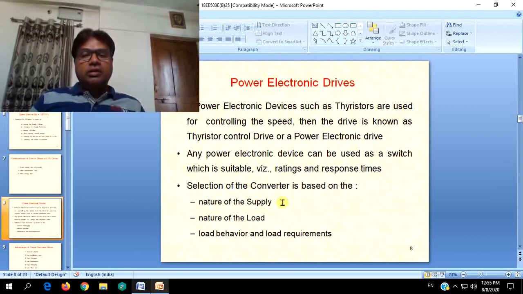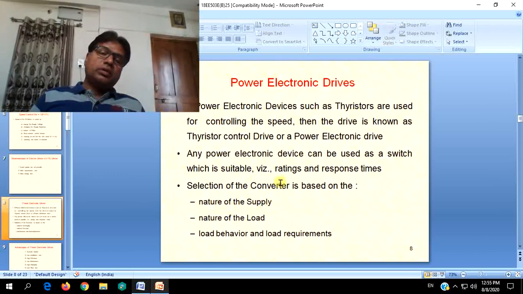Likewise, next, nature of the load. Load can be DC or AC. If the supply is AC and the load, that is the electric motor, is also AC, then simply you can use an AC voltage controller or regulator, or even a cycloconverter if you want to change the frequency. So depending on the supply and the electrical load, you have to choose the converter.